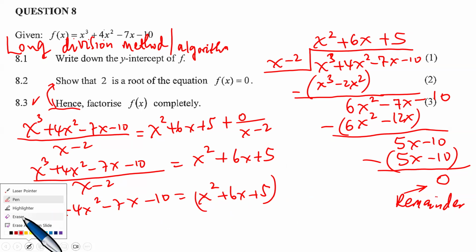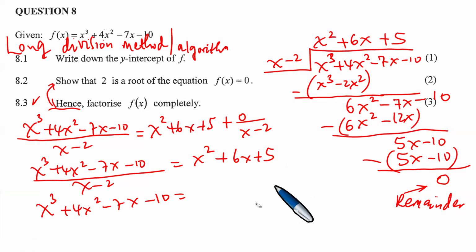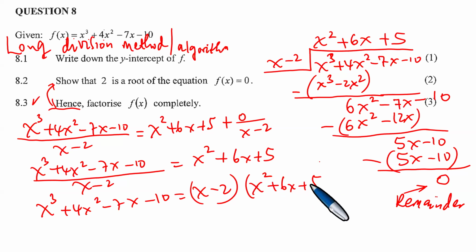Let me write this nicely. I feel that a nicer presentation would be that if you cross multiply, the x minus 2 is going to come and sit here. By so doing, you have x minus 2 times x squared plus 6x plus 5. You need to factorize this completely. When we're using long division, or what you call the division algorithm, I know that you can do well with it.